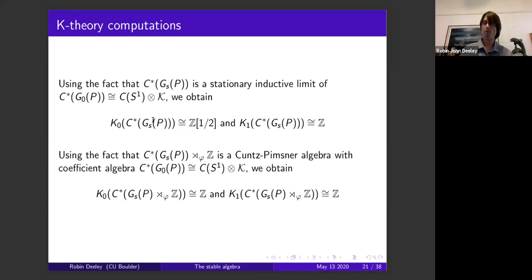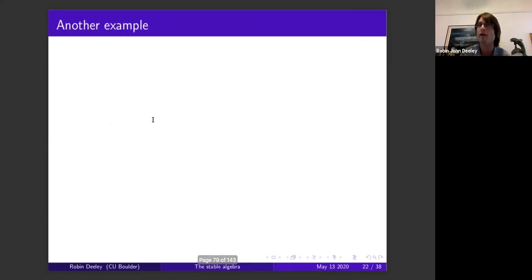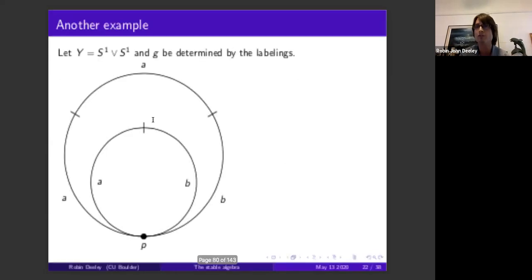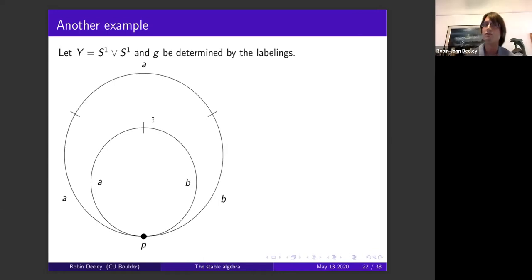So I want to move on to the second example I talk about, and I want to show a subtlety that comes up, but how we overcome it and have the same type of picture in this other example. So our space is going to be a little bit more complicated, and our map and relation, therefore, are going to be a little bit more complicated. So the space is going to be the wedge of 2 circles, and I'm being vague in the slide. I'm saying that G is determined by these labelings. So I want to take a moment and describe what I mean by that.